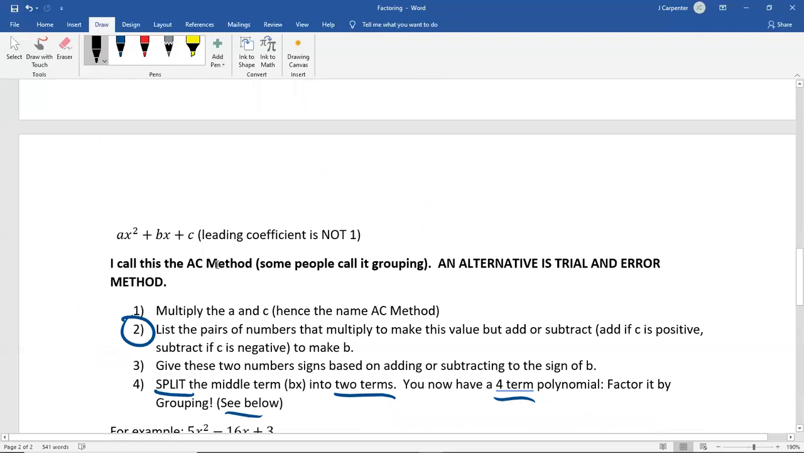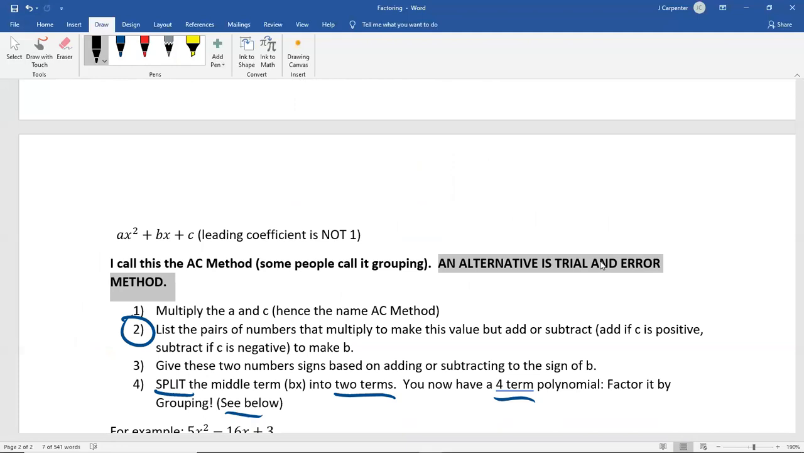Now, maybe you don't like this AC method. Maybe you go with the box method or the push and pull method or trial and error, which I specifically point out here that it is an alternate method. I don't care how you factor, as long as you can factor. So if you love trial and error, use trial and error. I'll even be honest, when I'm factoring on my own, when I'm not teaching, I do trial and error 99% of the time. It's very rare that I do the AC method.